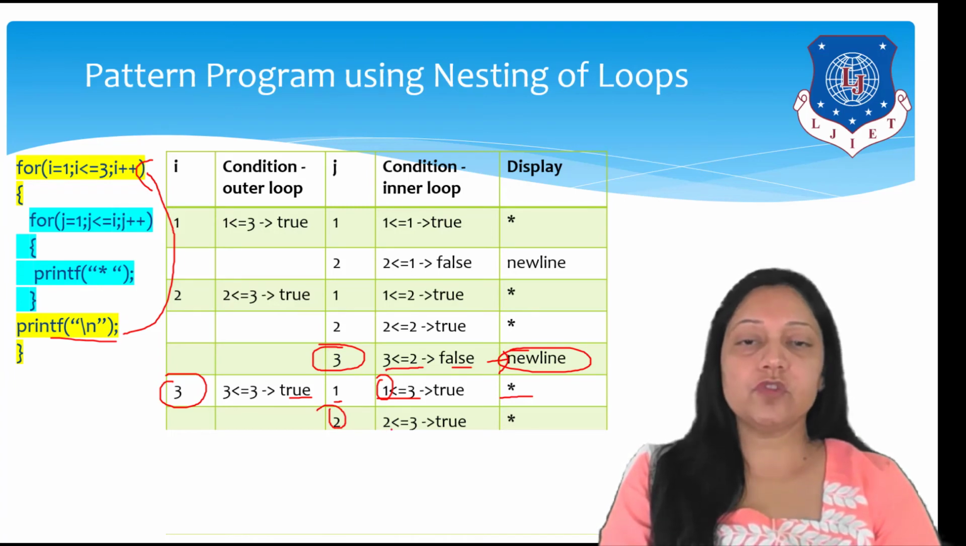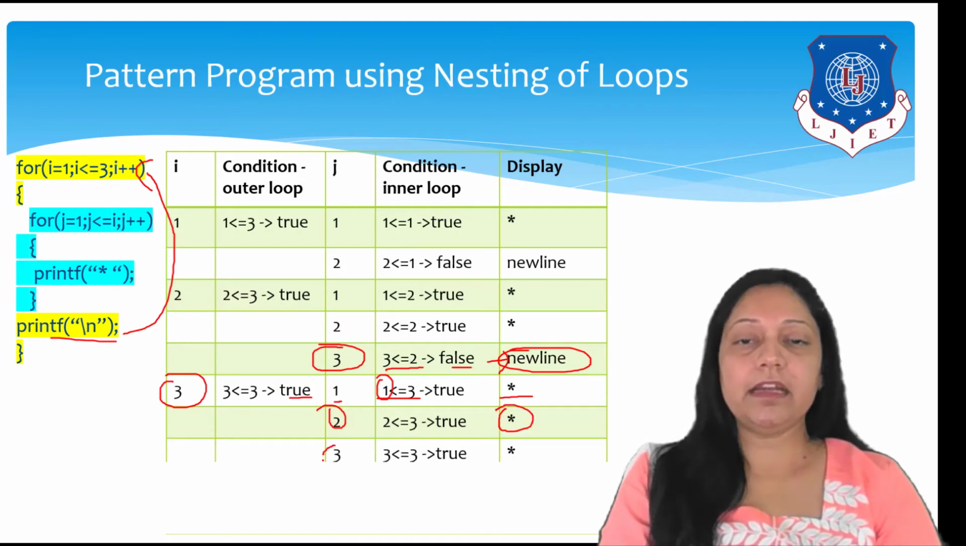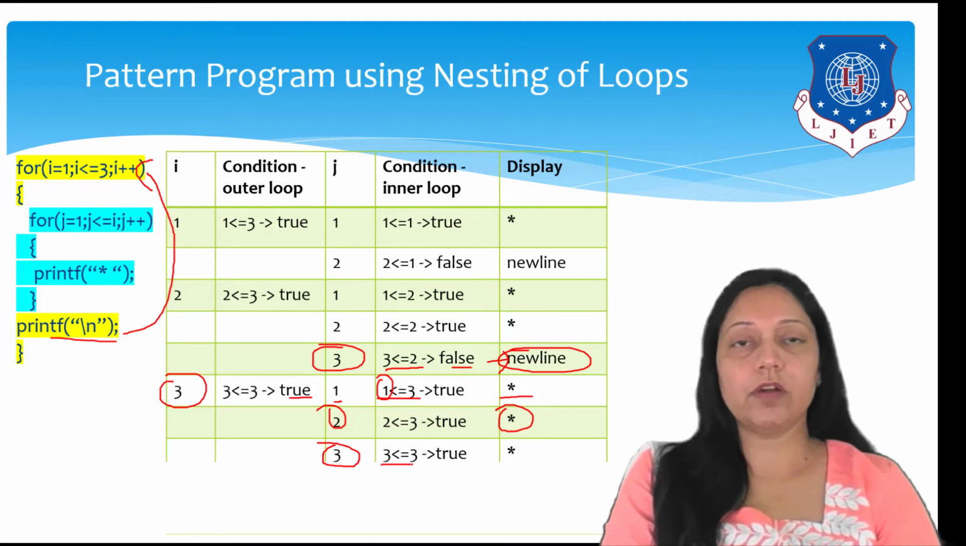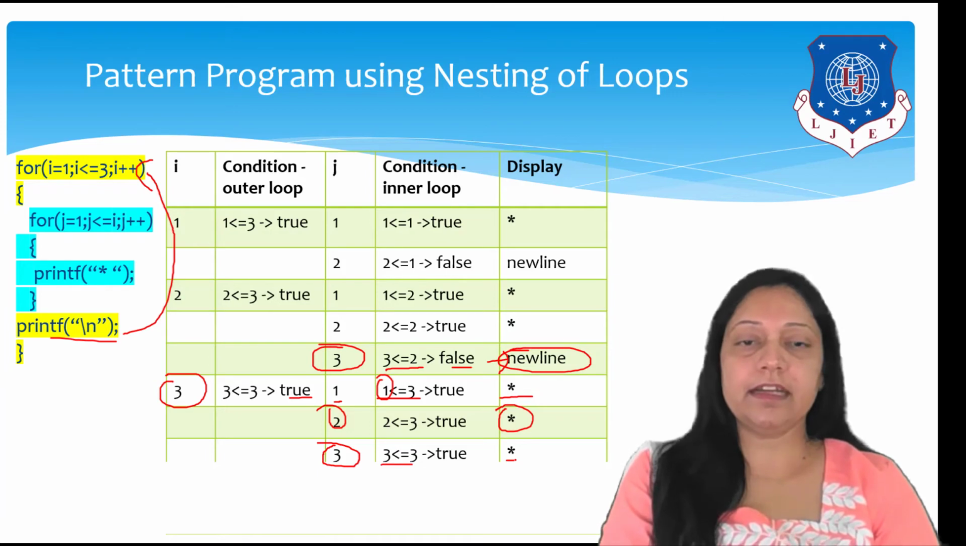So now it becomes 2 less than or equal to 3. Again this condition is true. The second star is printed. Then increment the value of j for the third time. So now the condition becomes 3 less than or equal to 3. The condition is true, so a star is printed again.